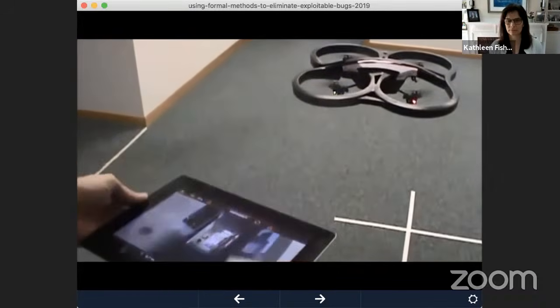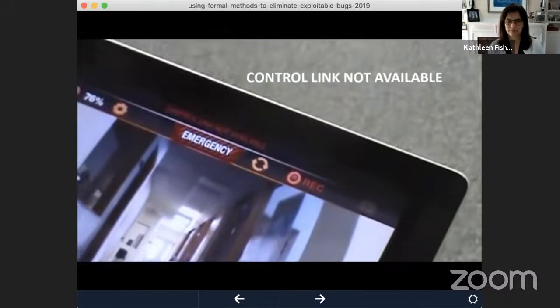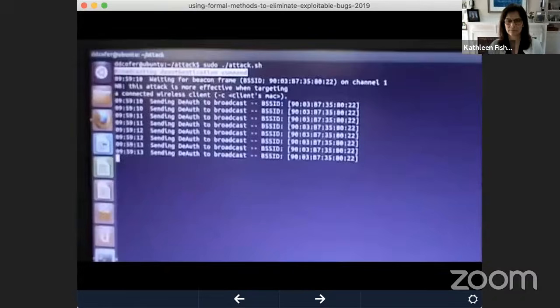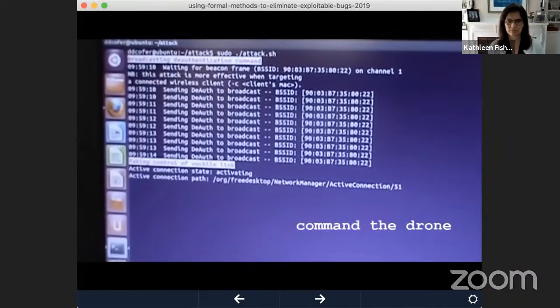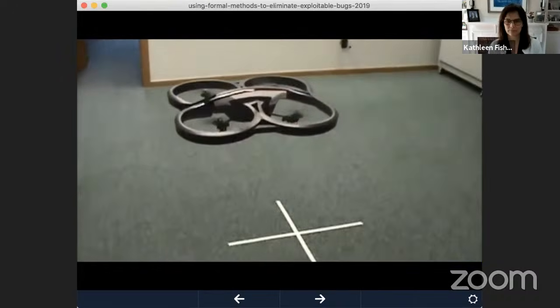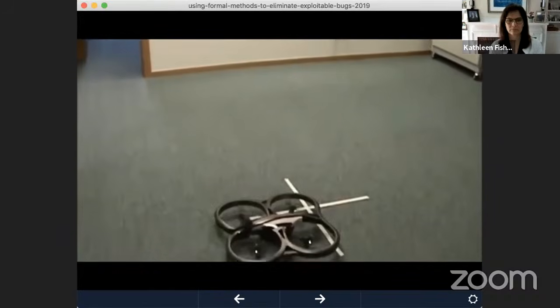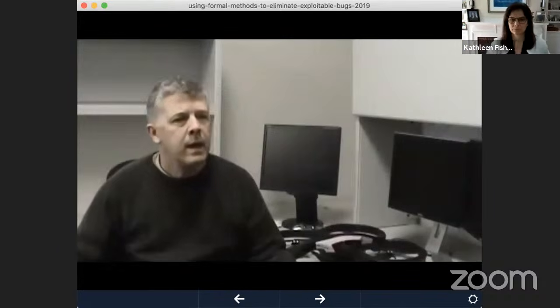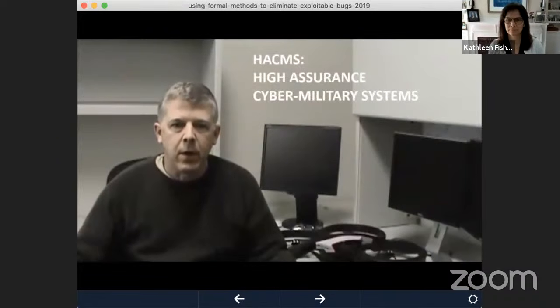The ground station now has no control over the vehicle. The attacker laptop has taken control of the vehicle, and the ground station is not able to reconnect. Finally, we can send arbitrary commands from the attacker laptop. In this case, we will simply cause the vehicle to land. Even though this was a very straightforward attack, it is representative of some of the current threats to networked cyber-physical systems that we will address in the HACMS project.